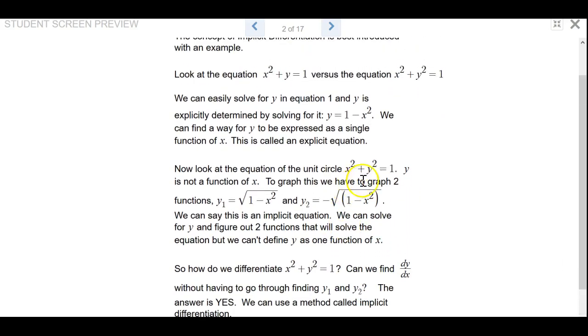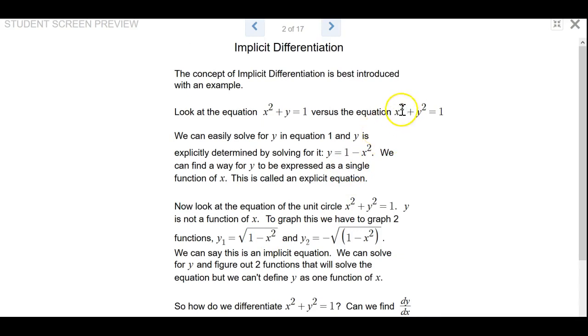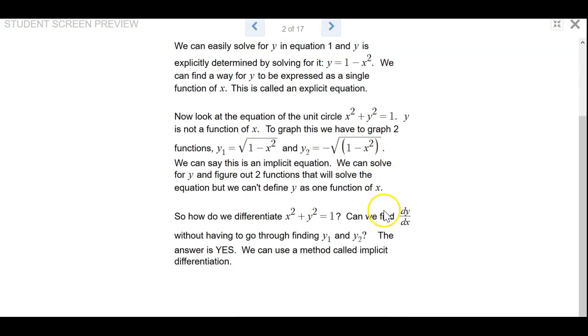So we can still get the derivative of an equation like this, dy/dx, so the derivative of y with respect to x, even though we can't solve for y necessarily. So that process is called implicit differentiation, and we don't need to solve for y1 and y2 in this case for this equation. We can use implicit differentiation and find the derivative of y with respect to x.